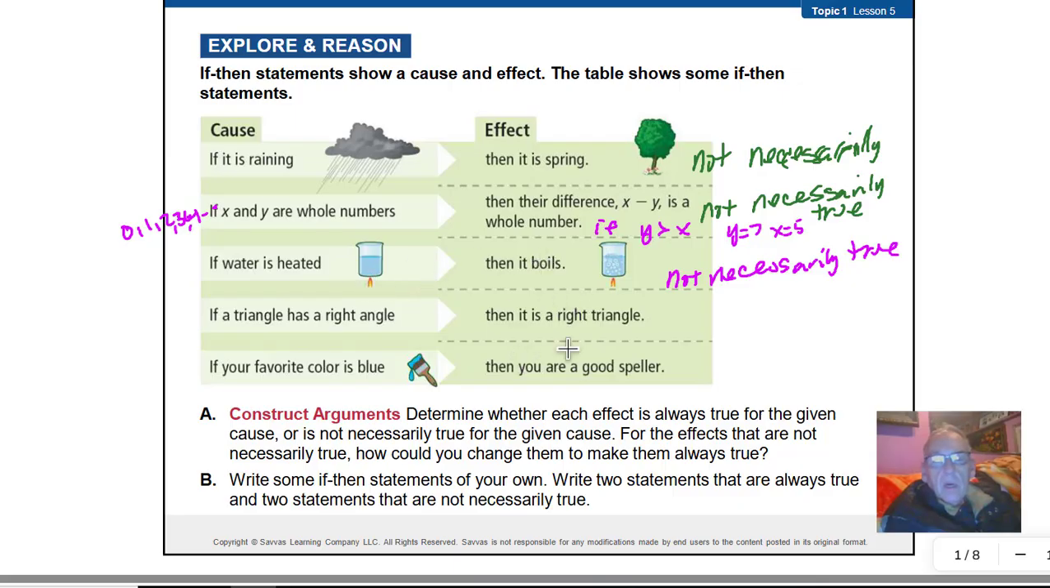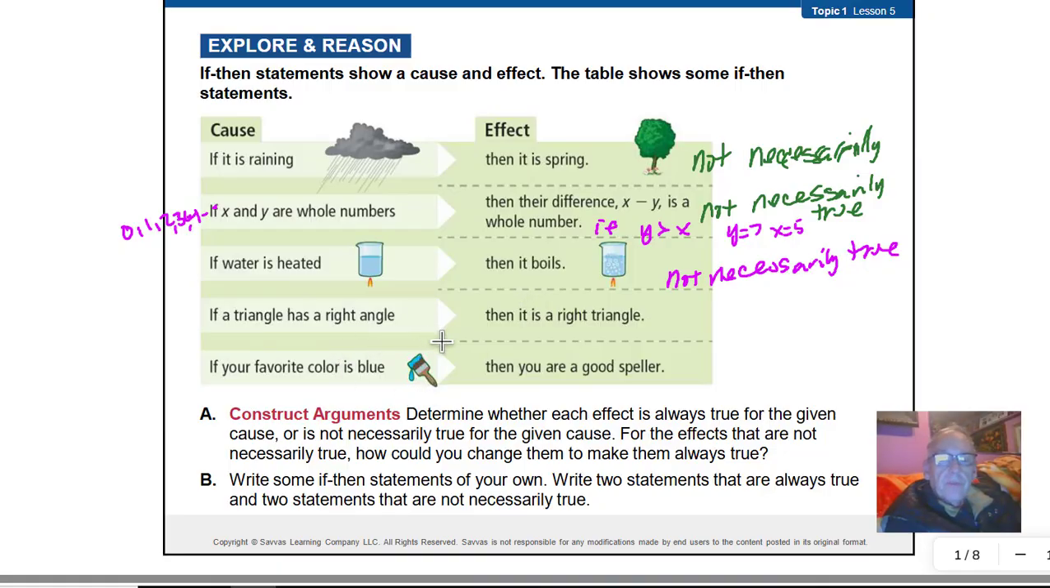A counterexample might be: water boils at 212 degrees. You could heat water under a slow flame, and maybe it'll never get to 212 degrees because you got your flame down too low. You're heating the water, but it's not boiling.